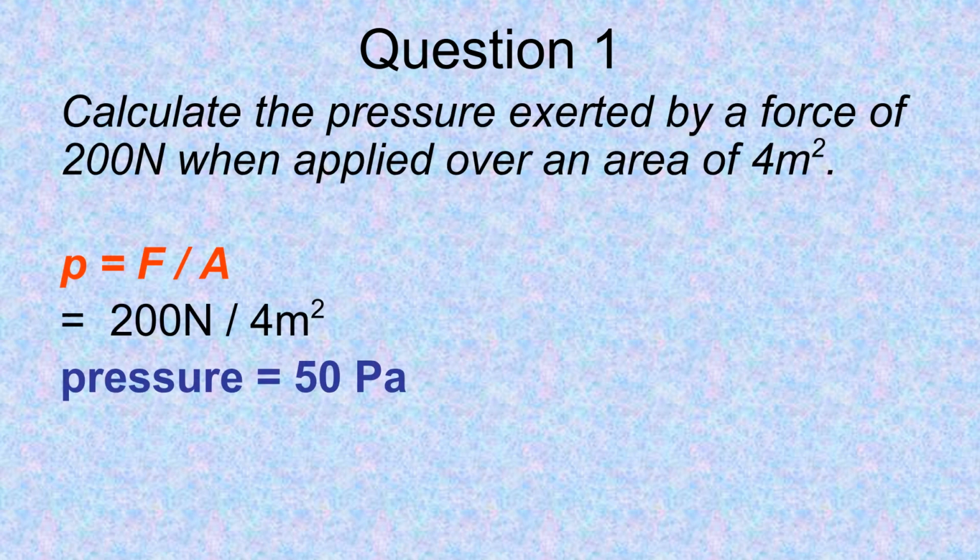Question 1 for pressure. Calculate the pressure exerted by a force of 200 newtons applied over an area of 4 square meters. Pressure is 200 newtons divided by 4 square meters, which equals 50 pascals.